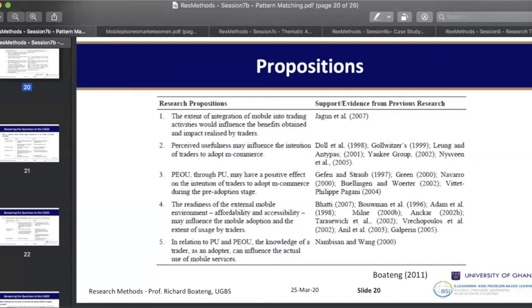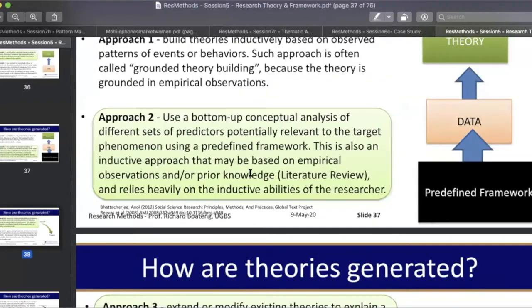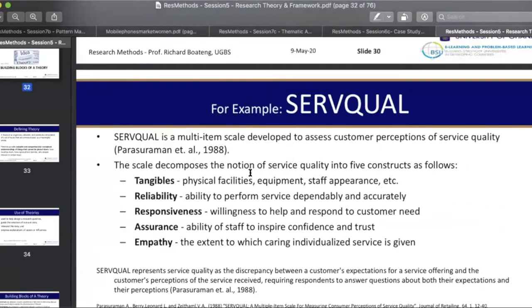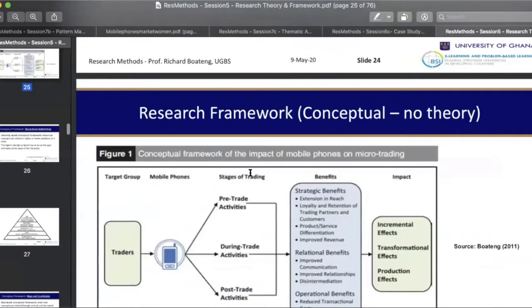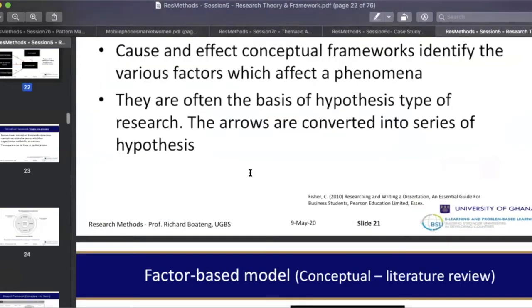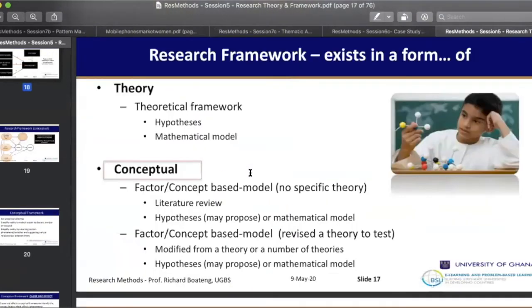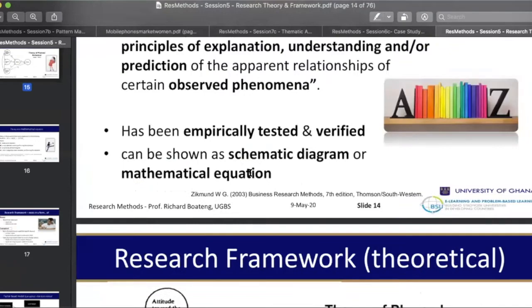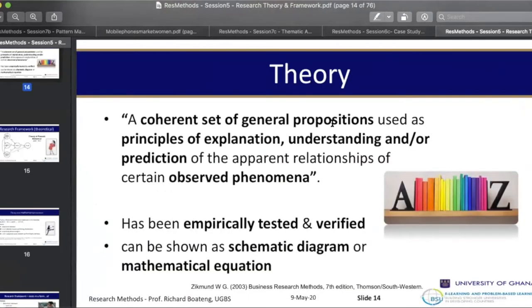Mousy, please forgive me. Let me just open a slide for you because I want to make sure that my sister Mousy understands. So, Mousy, look at the definition of theory here. A coherent set of general propositions used as principle for explaining, understanding, and predicting apparent relationships of certain observed phenomena. Okay, so this is the theory stage.